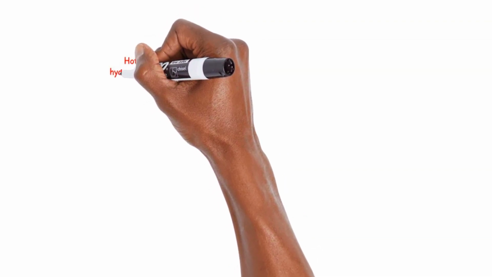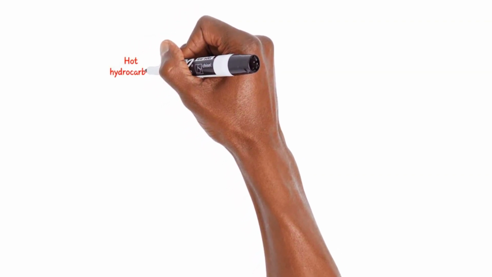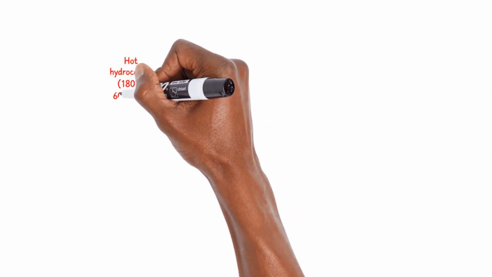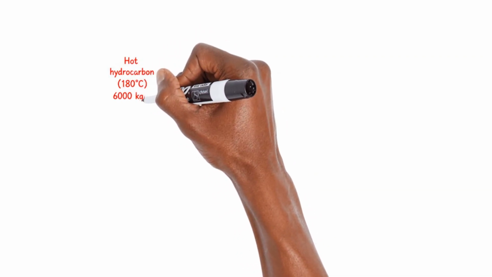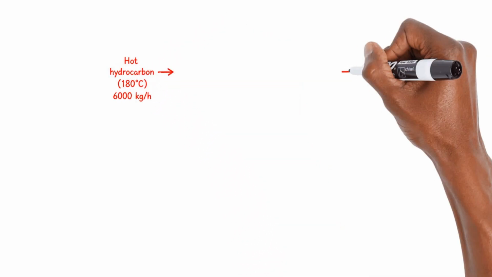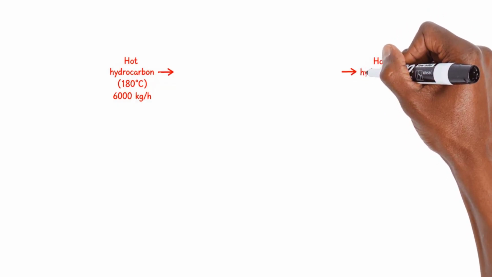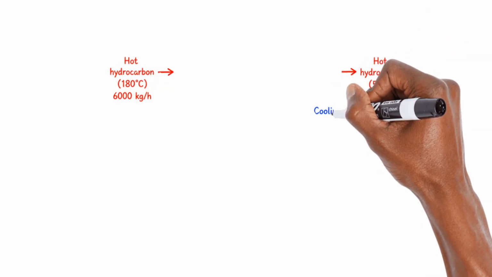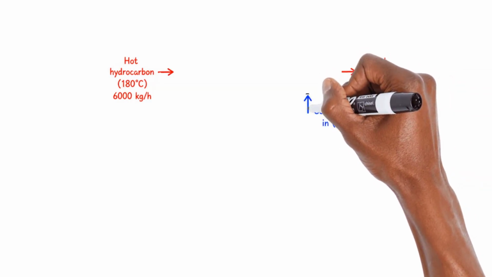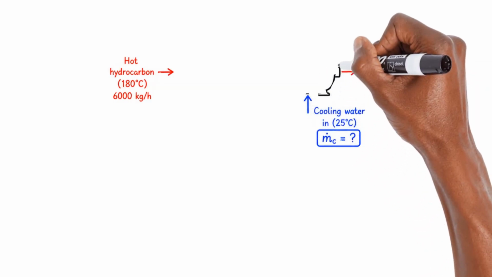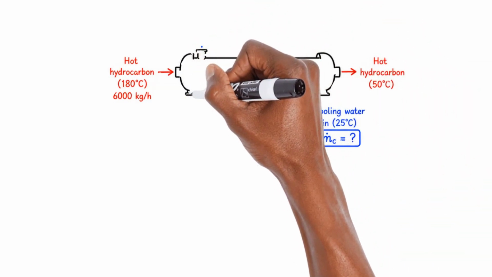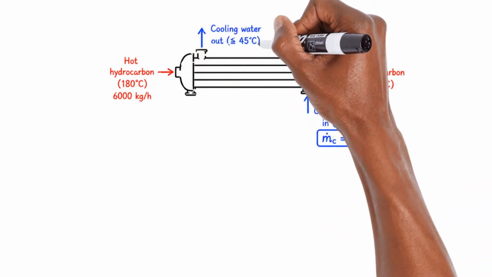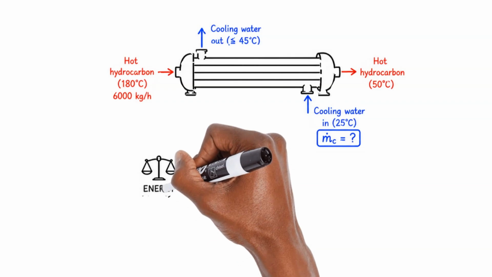You are tasked to design a heat exchanger, and you've got a hydrocarbon stream at 180 degrees, flowing at 6,000 kilograms per hour, and you need to drop the temperature to 50 degrees Celsius. For cooling, you are using water that comes in at 25 degrees. But here's the catch. You have to stay within a specific operating window. To prevent scaling and fouling, you can't let the cooling water get too hot. So typically, we limit the outlet temperature of the cooling water to be around 45 to 50 degrees Celsius.